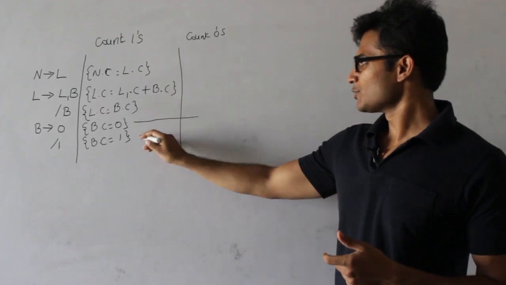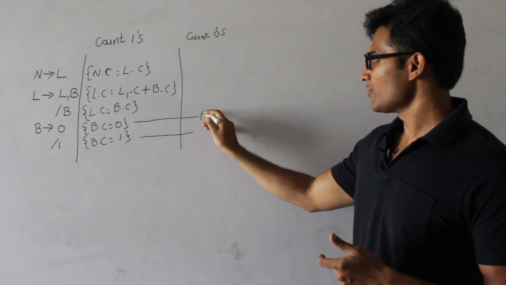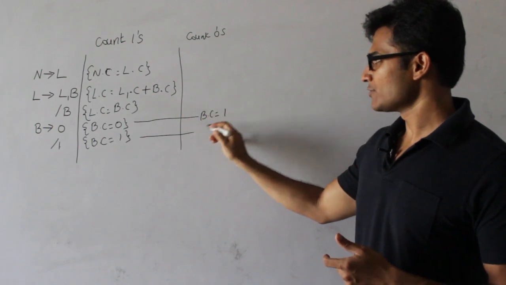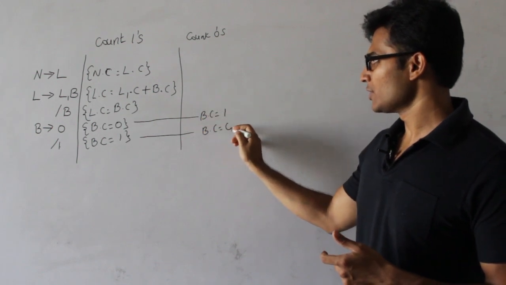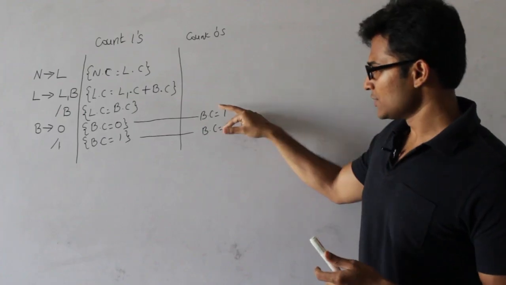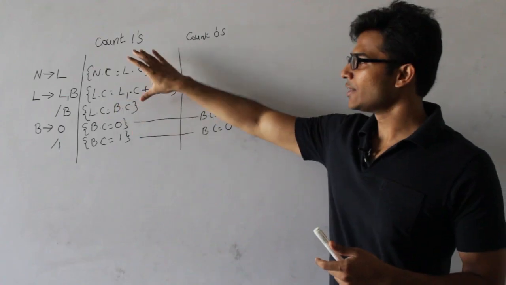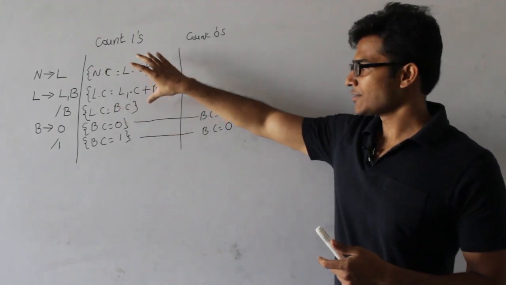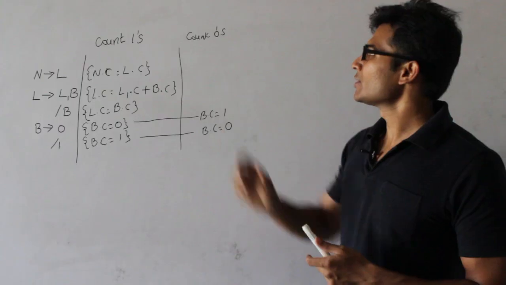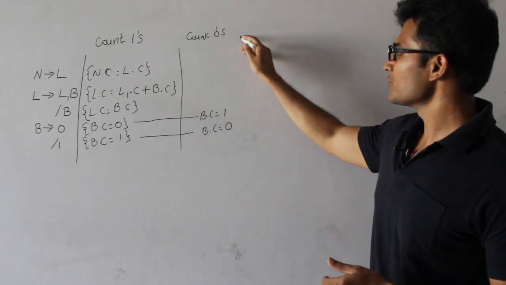In place of these two, we have to make modifications, right? So whenever we see 0, the count is 1, and whenever we see 1, the count is 0. So if I use these two semantic actions in place of these two semantic actions and leave the rest of the productions or the actions the same, then we are going to count the number of zeros.